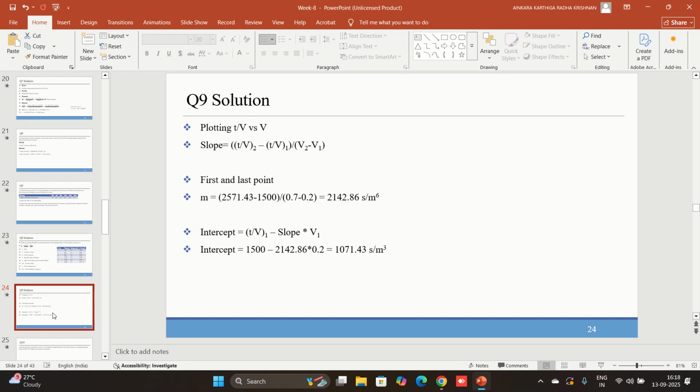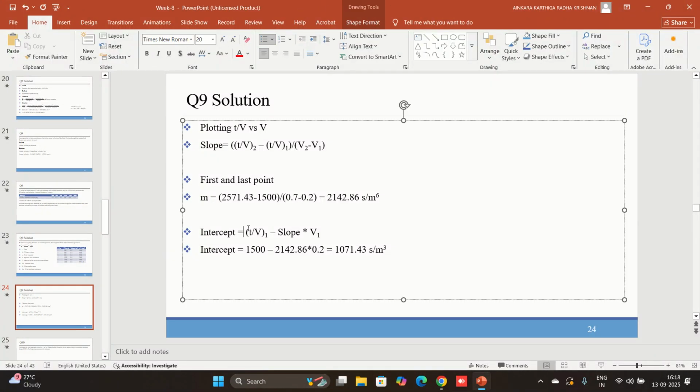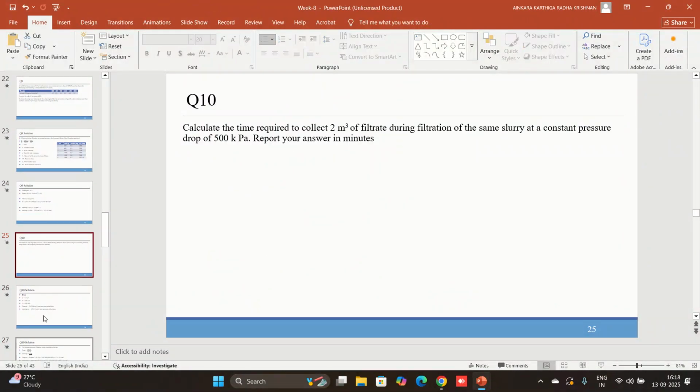What are we getting? 1500 minus 428.57 will be 1071.428, or 1071.43 seconds per meter cube. That is the intercept. So the intercept will have the same unit as y, so it is seconds per meter cube. So that is how we calculate the slope and the intercept for this particular problem. Now we'll go to question 10.